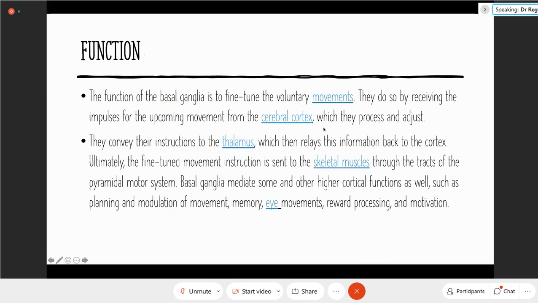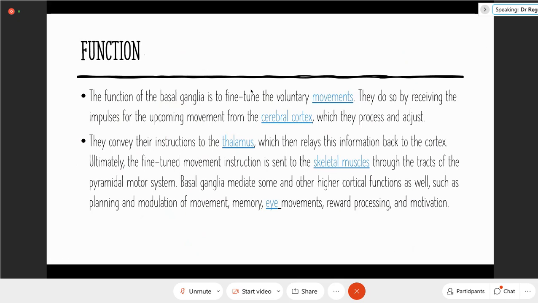This is a coronal view. So what is the function? Now, the basal ganglia's job is to fine-tune voluntary movement. They do so by receiving impulses from the cerebral cortex. The cerebral cortex says, okay, I'm going to move something. So it also sends a note, sends an email to the basal ganglia saying, okay, I'm going to move.